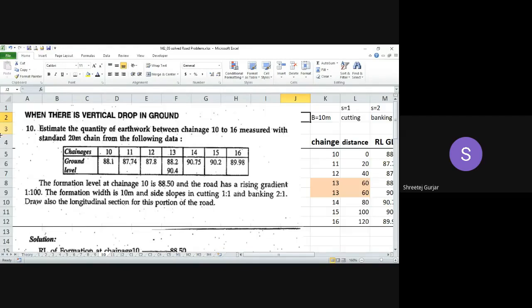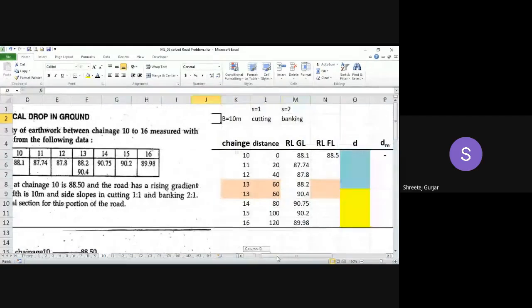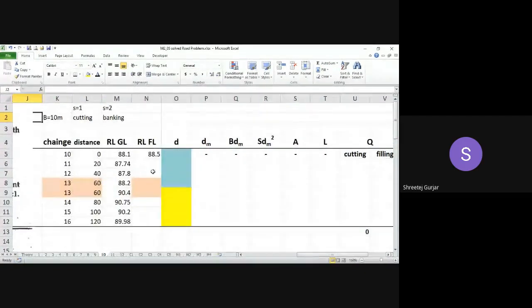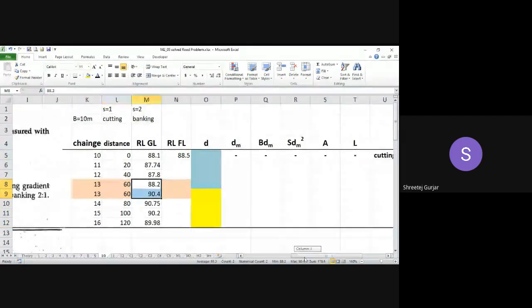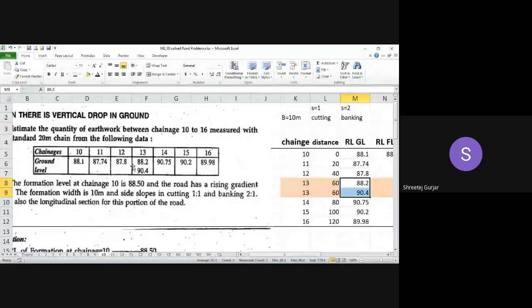So we first have to calculate the earthwork, and then draw the longitudinal section. Let me note down whatever we require. Chainage is given, distances are given, the RL of ground level is given, and the RL of formation level of the first point is given. But while writing this chainage, we have to see that we have two ground levels at the same chainage, right? So I have to write it 2 times. I have marked this in a different color.